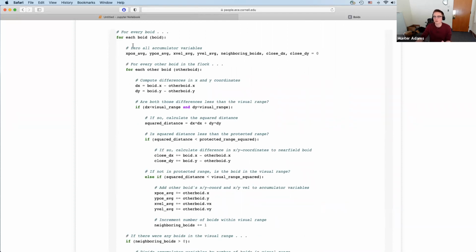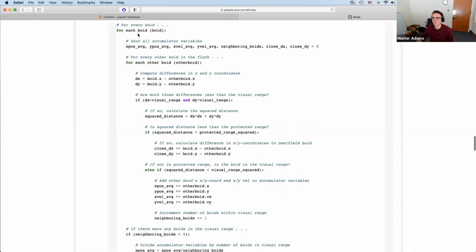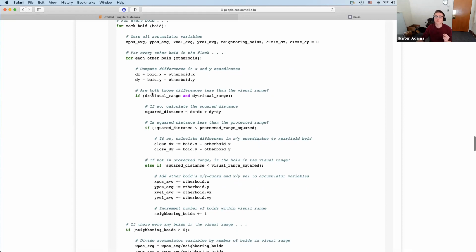I've attempted to comment the pseudocode clearly, and it's exactly what you would expect. For every Boid, we zero all of those accumulating variables that are necessary for the protected range calculations, the matching calculations, and the cohesion calculations. And then for every Boid, we look at every other Boid. We compute the difference between its x position and our own x position, and between its y position and our own y position. And we determine whether both of those differences are less than our visual range.